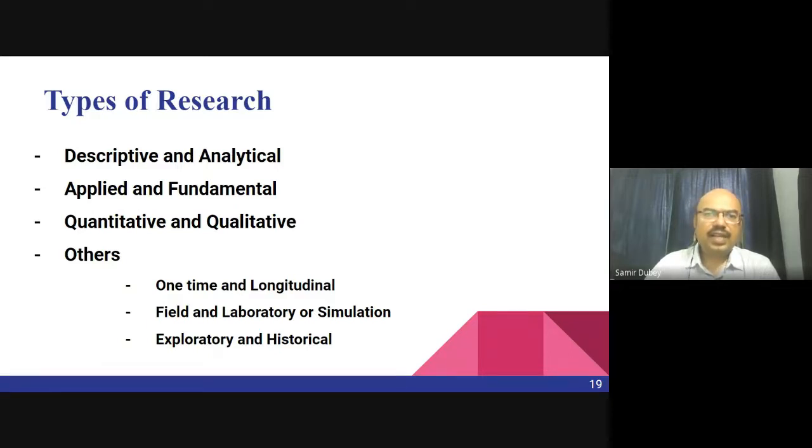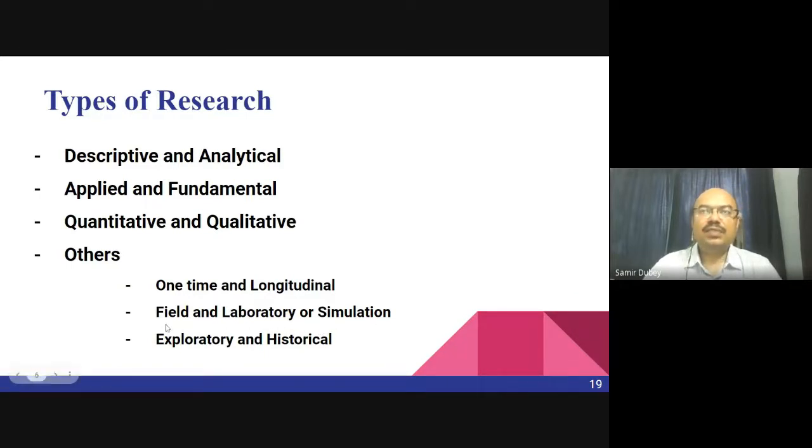Then definitely we have some other types of research as well. One-time and longitudinal research: one-time research is conducted in a specific time frame, whereas longitudinal research is conducted over a specific time frame, or two or more time frames could be included. Then field and laboratory or simulation. Laboratory research is known as simulation research as well.